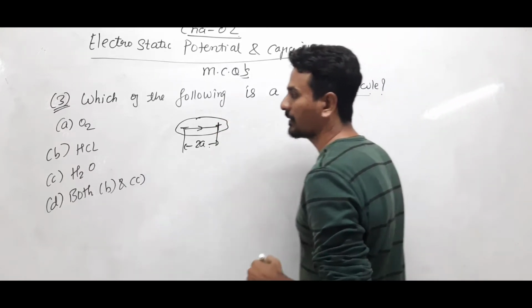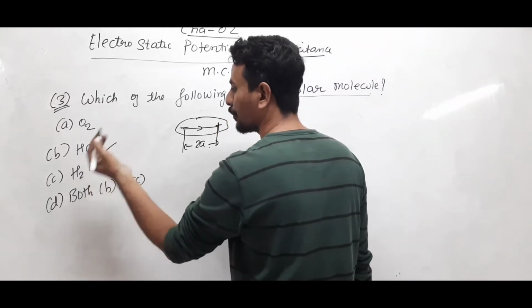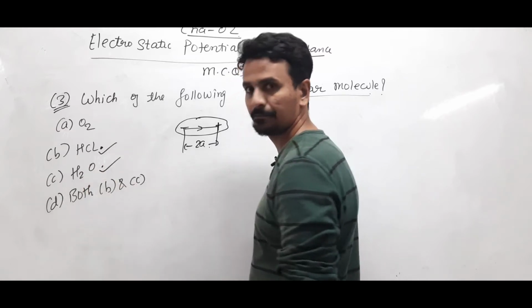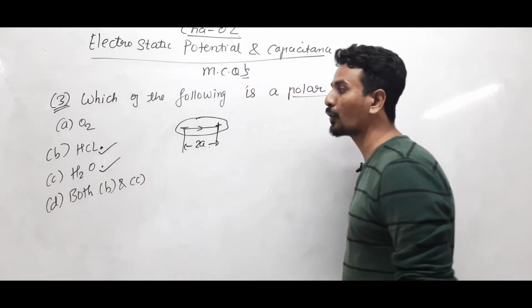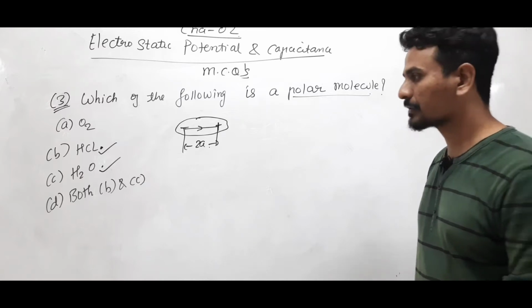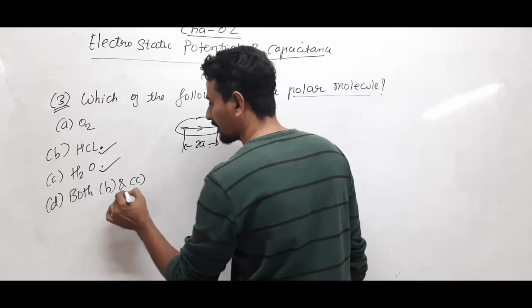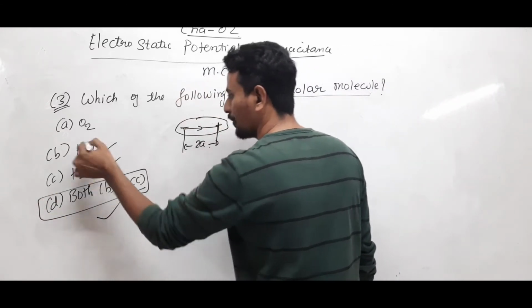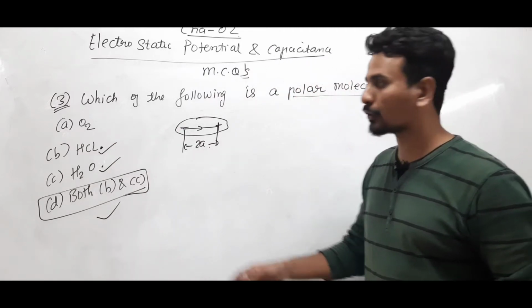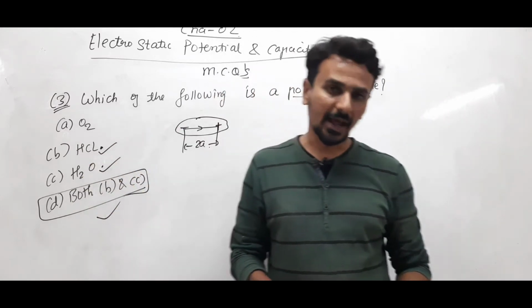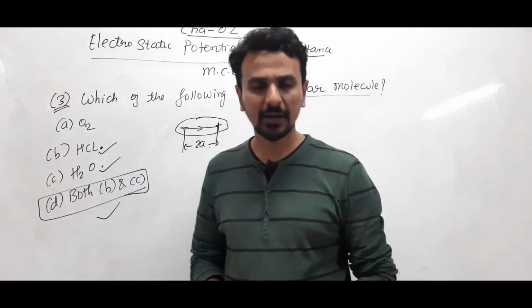So out of the following, H plus Cl minus is polar, H2 is also polar. O2 is not a polar molecule, it is a non-polar molecule. So your answer is both B and C. This is your answer. Both these molecules are known as polar molecules. Both of them have permanent dipole moment. Clear? Okay. The next one.